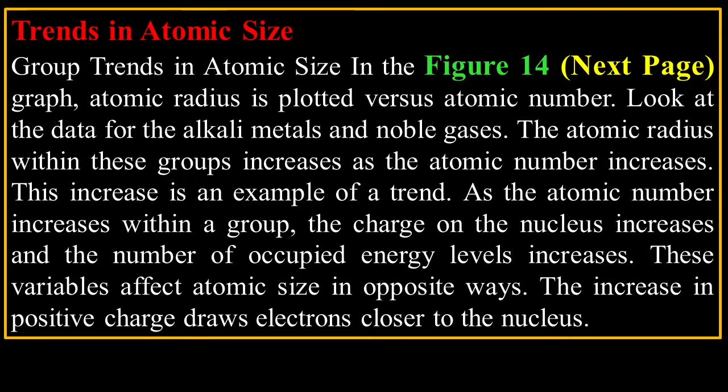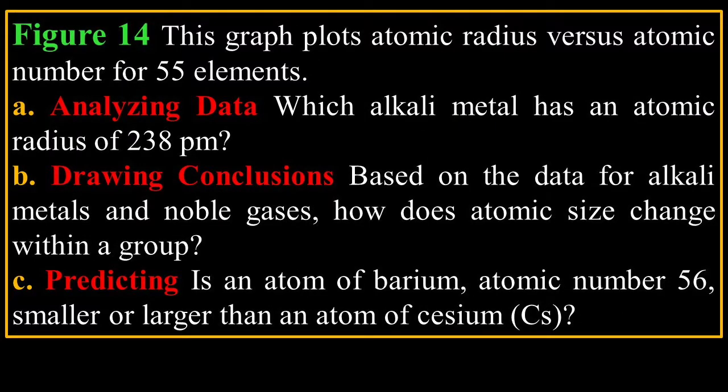As the atomic number increases within a group, the charge on the nucleus increases and the number of occupied energy levels increases. These variables affect atomic size in opposite ways. The increase in positive charge draws electrons closer to the nucleus.